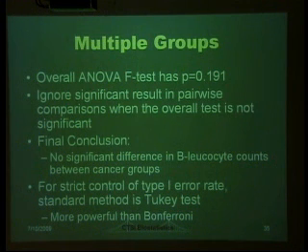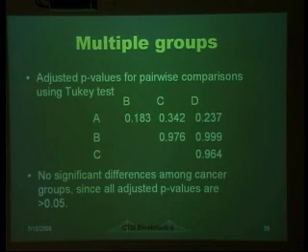Now, if you want strict control of the type 1 error rate in this multiple group setting, the standard method, and you may have heard of it, is called the Tukey test. The Tukey test is actually a little bit more powerful than a Bonferroni test for the multiple group setting, for all pairwise comparisons among groups. But that gets back to that strategy of you may want to talk to a statistician if you're using a more sophisticated technique, which is more powerful.